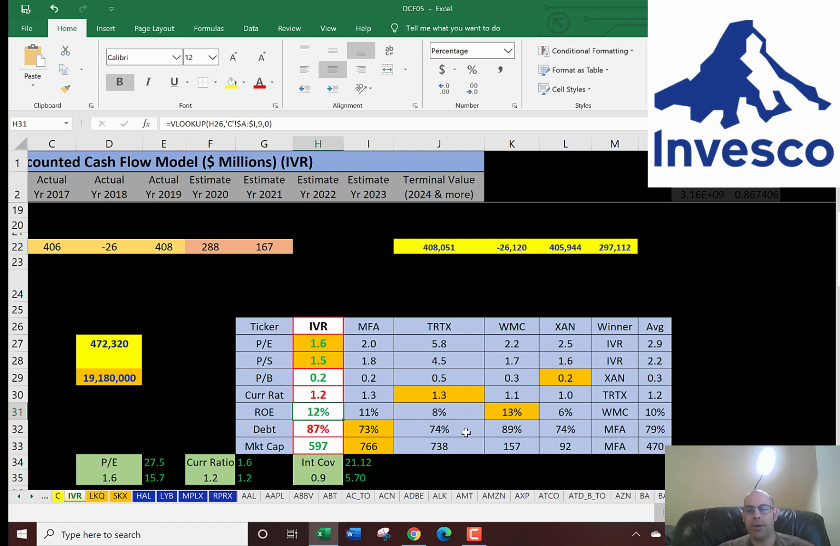They're higher than average in debt. WMC does have a little more debt than them, but 87% is pretty high. And they're a little higher than average in market cap. They're at 597 million. The average mortgage REIT is 470 million. So, interesting company to look at.